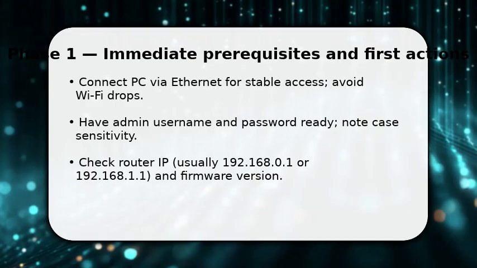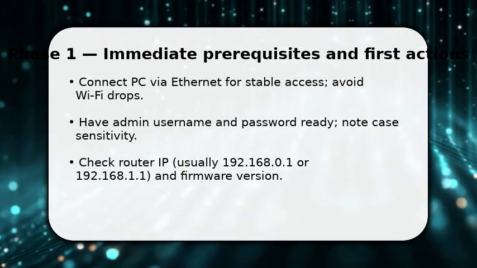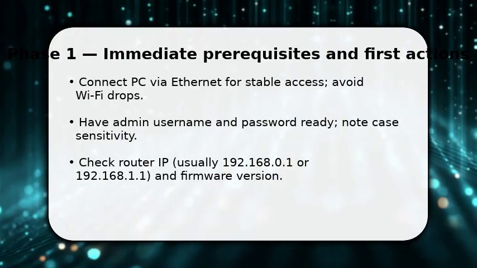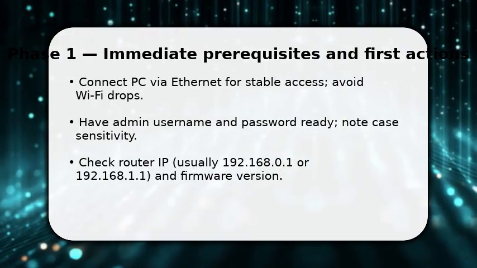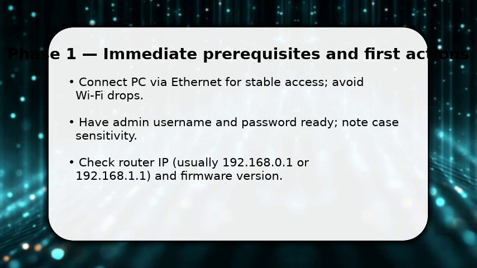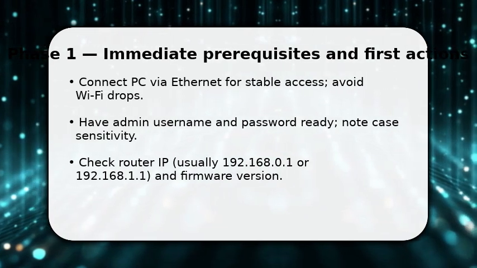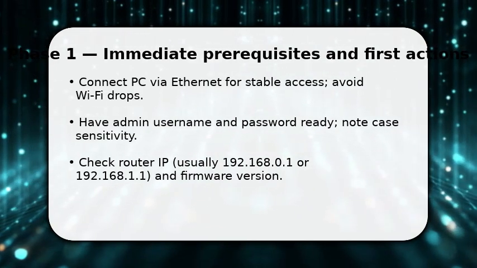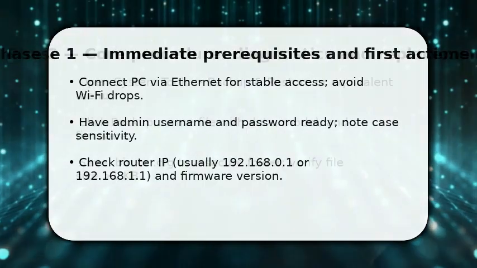Make sure the router firmware version is visible. Updates can change menu labels, so note it. After you're logged in, move immediately to System Tools or Administration to find the backup controls. Once in the admin interface, navigate to System Tools, then Backup and Restore.